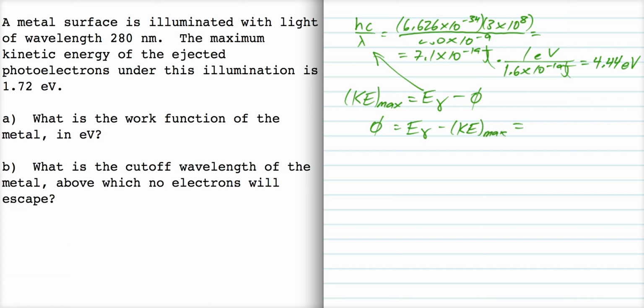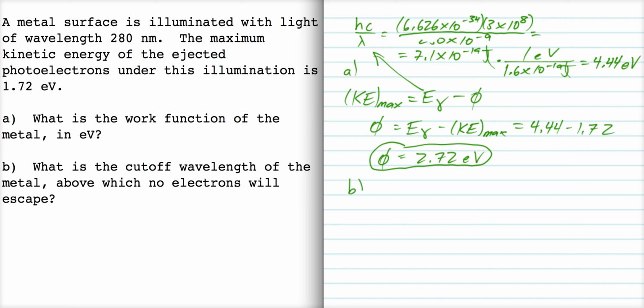These two things were given, right? The energy of the incident photons is 4.44 eV, and we're told that the maximum kinetic energy of the ejected photoelectrons is 1.72. Therefore, the work function is 2.72 eV. Alright, so there's part A.